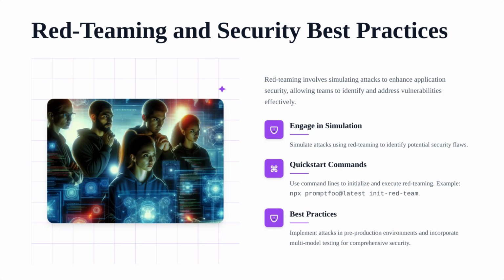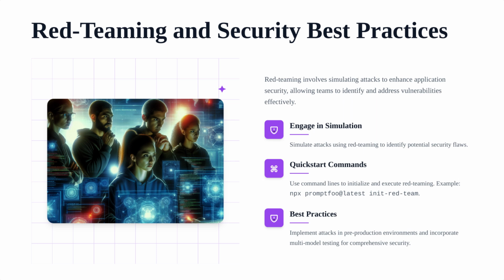Red teaming is a practical way to strengthen application security by simulating attacks and uncovering vulnerabilities before they become real problems. The goal is to test how the system behaves under adversarial conditions and identify weak points that need attention. A common starting point is to use quick start commands to set up and run red team exercises. For example, a command like npx promptfoo@latest redteam init helps initialize the process quickly so teams can begin testing without a lot of manual setup.